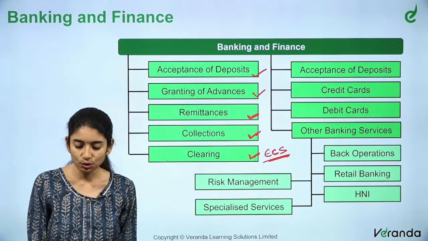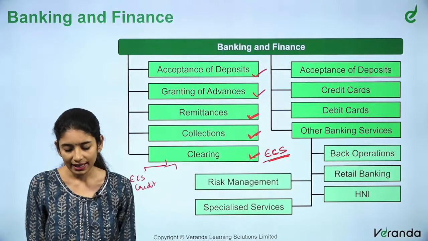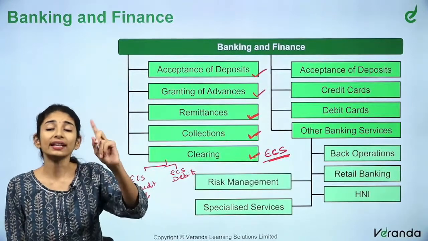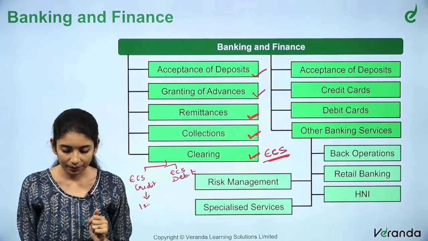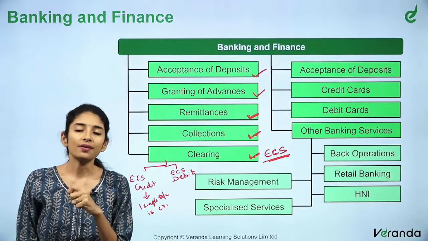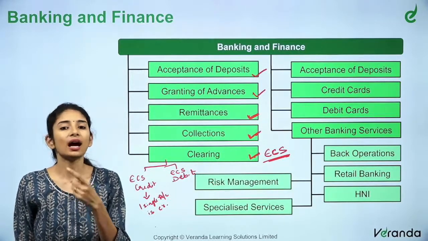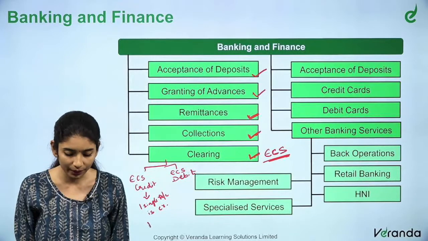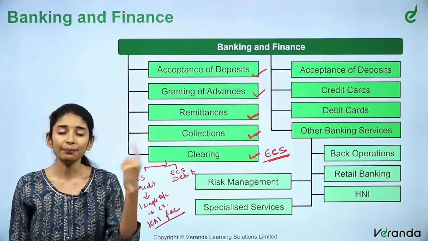In ECS, we have two types: ECS credit and ECS debit. When I say ECS credit, one single account is credited and multiple accounts are debited. For example, when we pay examination fees to the institute, the institute's account is credited and so many students' accounts are debited. That is an example of ECS credit. We can think of many more examples, where one account is credited and many accounts are debited.